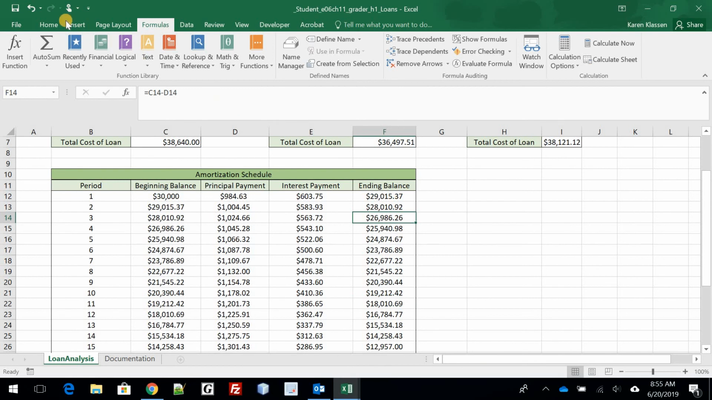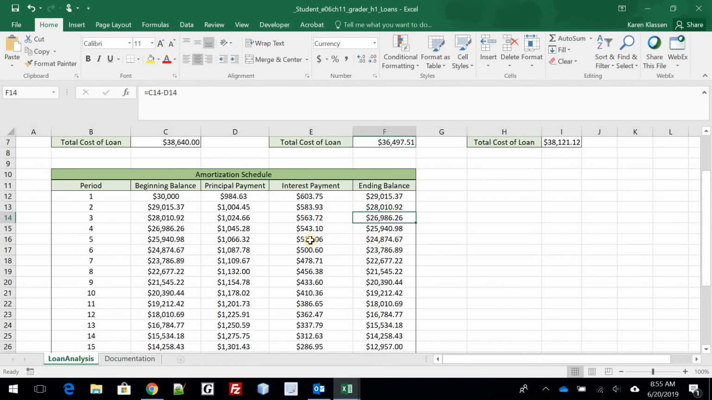So you might want to double check that this is currency. Yeah. They're all set to currency, and you're good to go. That's it.